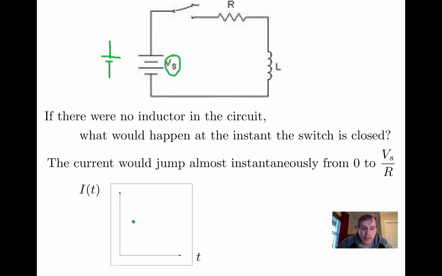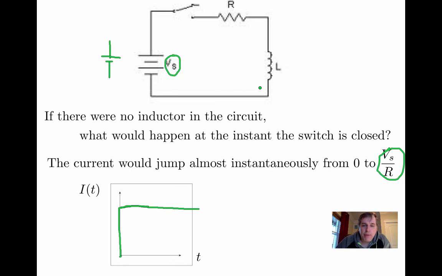If you plot I of t versus time in this circuit, again, I'm assuming there's no inductor here, you start with 0 current and it jumps very, very quickly, almost instantaneously, to a value which then remains constant. So it jumps from 0 up to that value and then it remains constant. That's if there were no inductors.